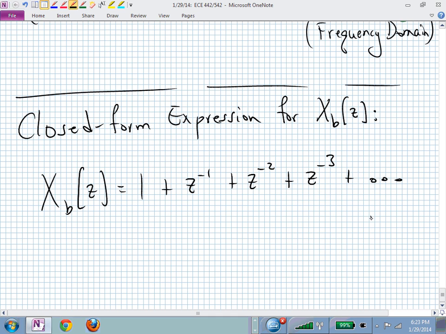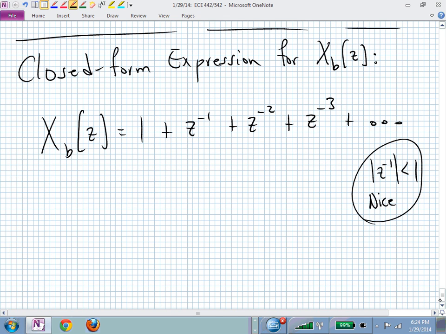So as long as this ratio, z to the minus 1, is less than 1, that's going to be nice, isn't it? That sum is going to be well behaved as long as this is true. So let's keep that in our pocket. Now we know that as long as z to the minus 1 is less than 1, the terms in this tail are going to get smaller and smaller, and it's going to be well behaved when we start adding them up. So this is going to be a bounded result.